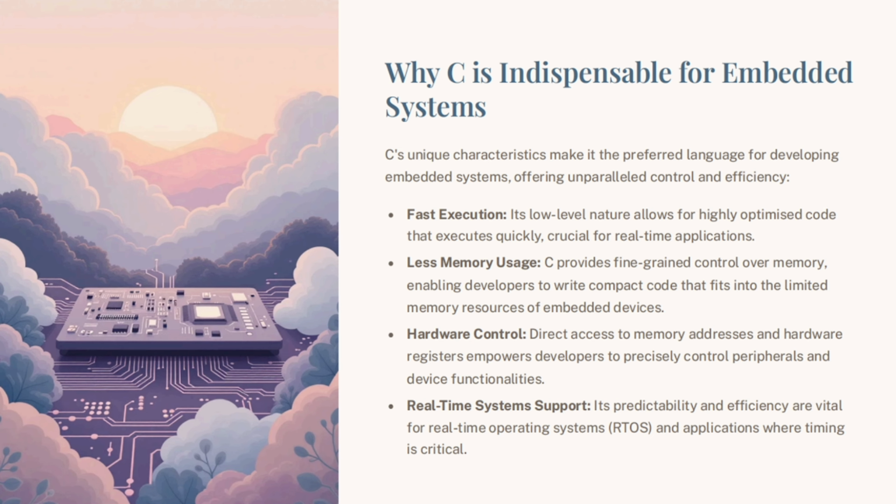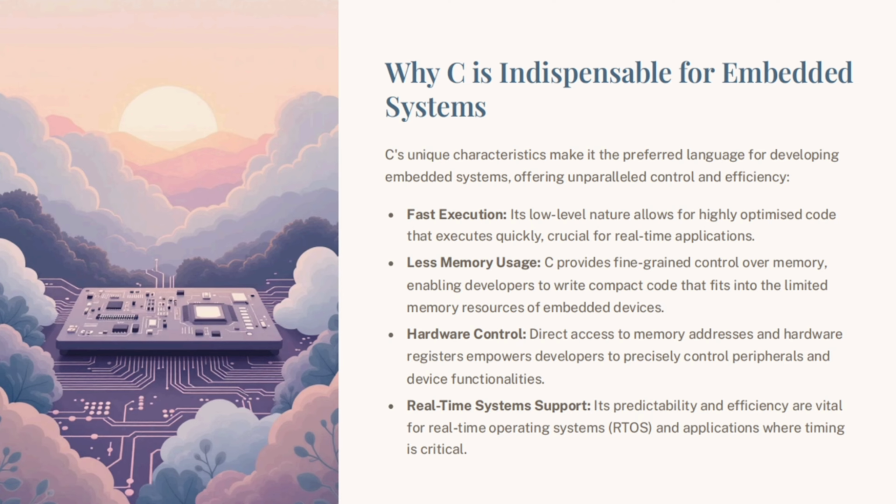Fast execution. Because C is low level by nature, it allows us to write highly optimized code. This ensures programs execute rapidly, which is a non-negotiable requirement for real-time applications.